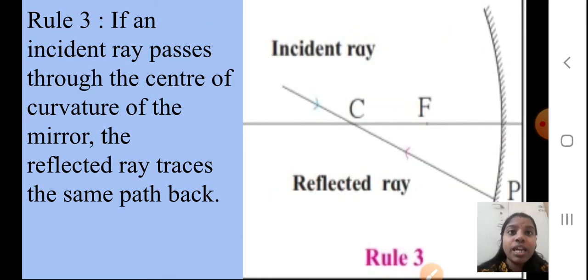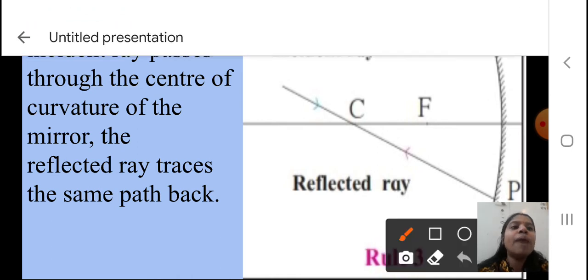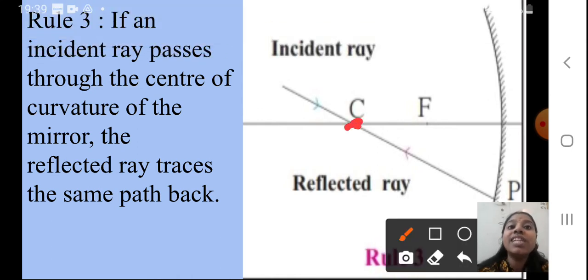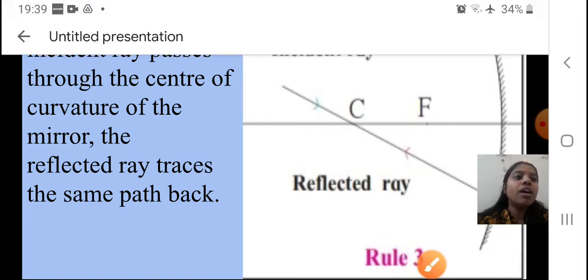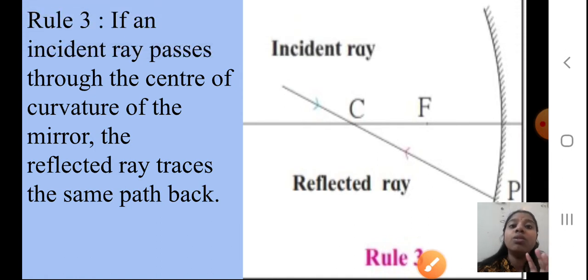Now rule number 3: if an incident ray passes through the center of curvature. You have studied the definitions of principal focus and the others, right? Here you can see the incident ray in blue color, with the arrowhead shown. If it is passing through this C, that is the center of curvature of the mirror, the reflected ray traces the same path back. I hope all the 3 rules are clear to you. Now we will proceed.